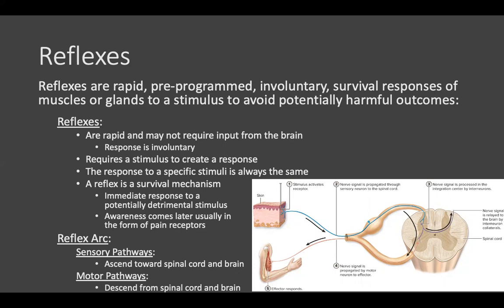These reflexes are always going to be rapid, and sometimes they may travel the entire way to the brain, but sometimes they may only go to the spinal cord and back. And that's what we call some things spinal cord reflexes rather than just reflexes in general. But the important aspect about this is that all of your reflexes are going to be considered involuntary. And that means that you cannot stop them from occurring.